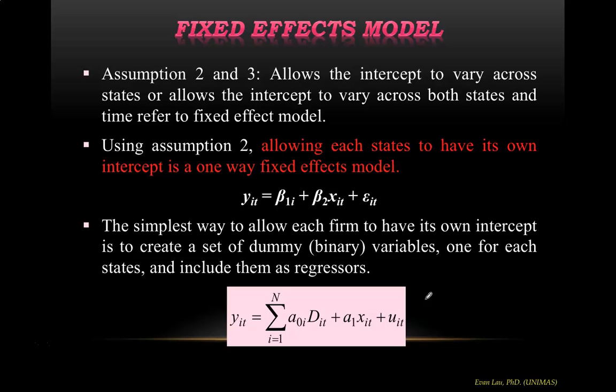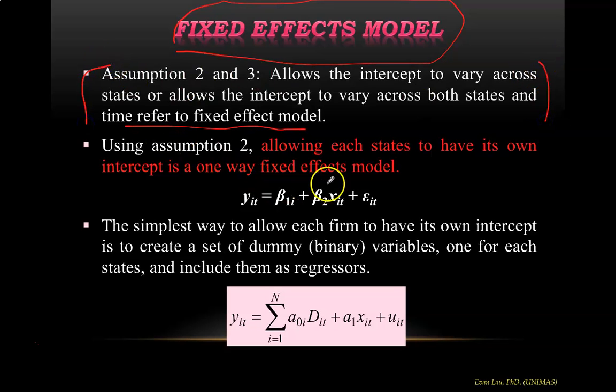Now we move forward to the second model inside the panel regression phase, called fixed effect. The assumption is that assumptions 2 and 3 allow the intercept to vary across states, or to vary across both states and time. It refers to fixed effect, meaning that there are changes. We allow changes, so it's called fixed effect. Allowing each state, let's say the data are in states, or if it's firms, there's a different intercept for each firm in your cross section. So it's called fixed effect in that sense.